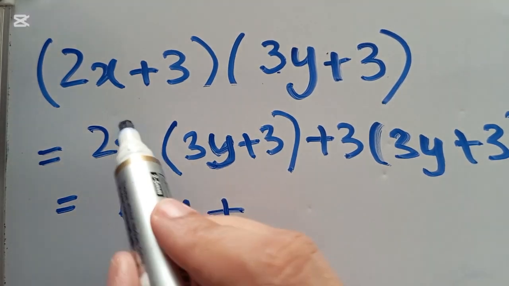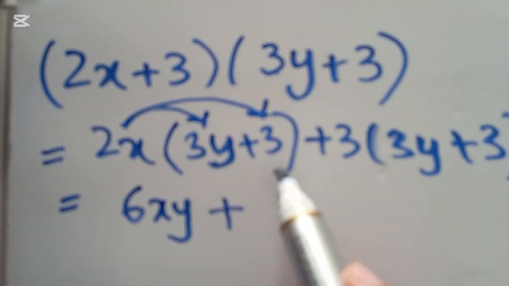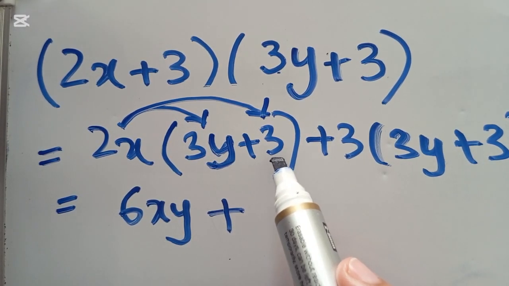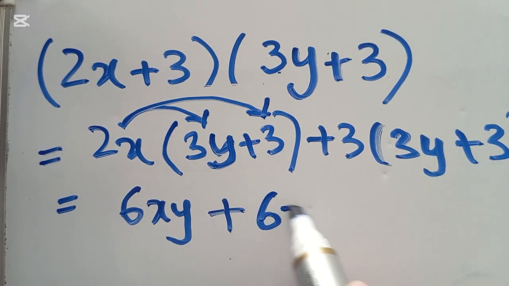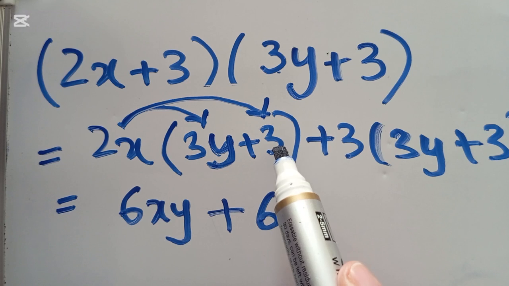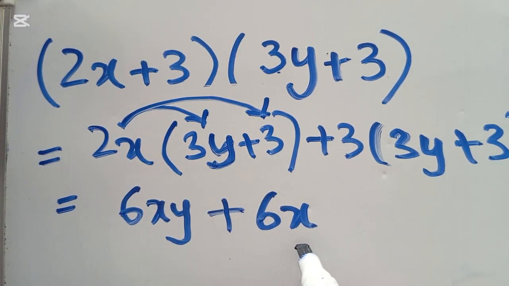Now this 2x is going to multiply with this 3. And there isn't any variable with 3. This is a constant. So 2x multiplied by 3 will give you 6x. 2 times 3 after multiplication gives you 6, and x will remain as it is.